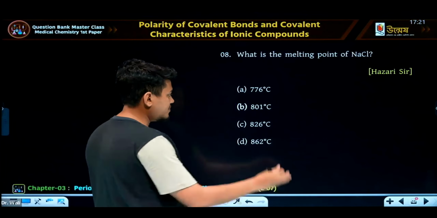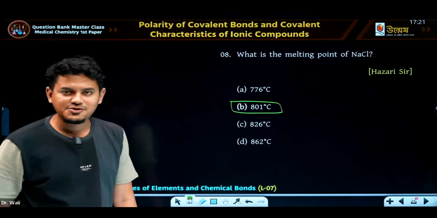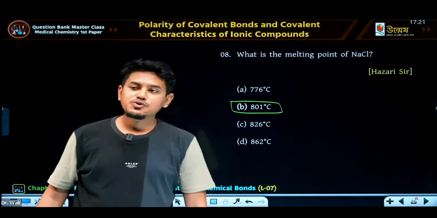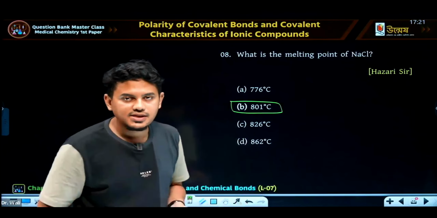What is the melting point of sodium chloride? This is a general knowledge type question. You have to know that it is 801 degrees Celsius. Also, you should know that the boiling point of sodium chloride is 1470 degrees Celsius.